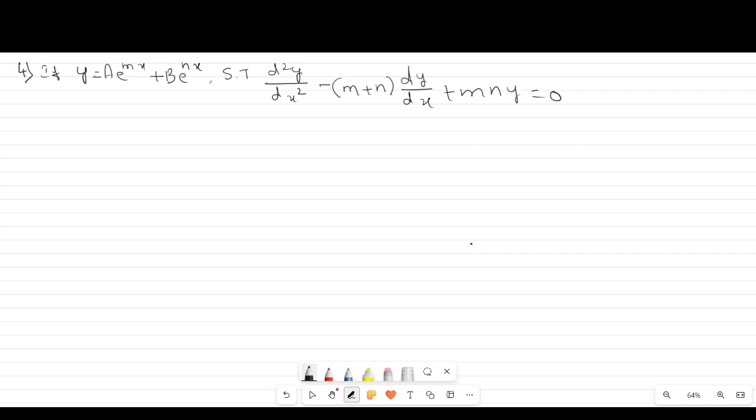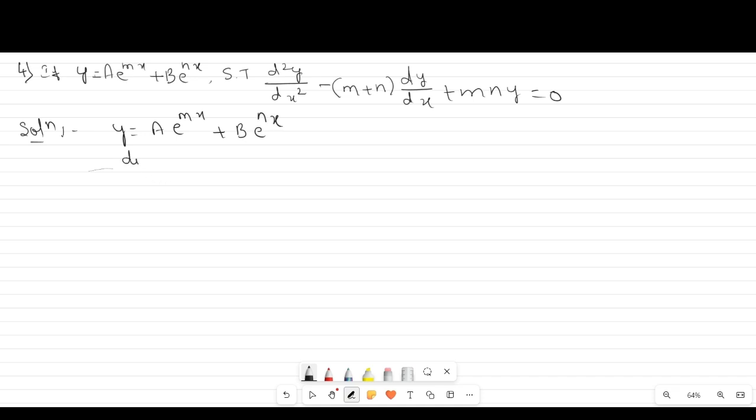The fourth problem, if y is equals to a into e to the power of mx plus b into e to the power of nx, then show that d square y by dx square minus m plus n into dy by dx plus mny is equals to 0. So let us see the proof of this. So consider the function y is equals to a into e to the power of mx plus b into e to the power of nx.